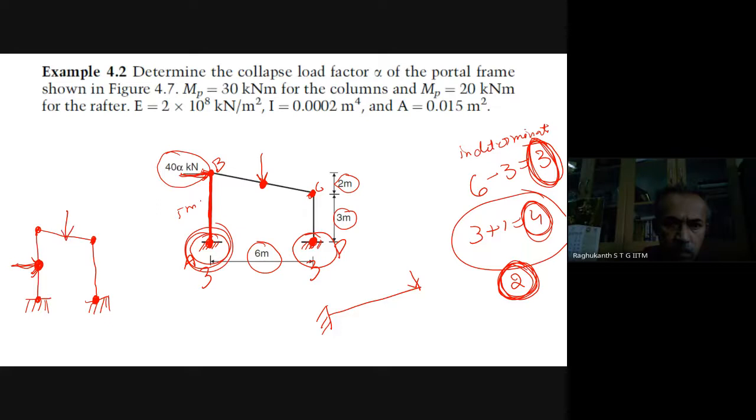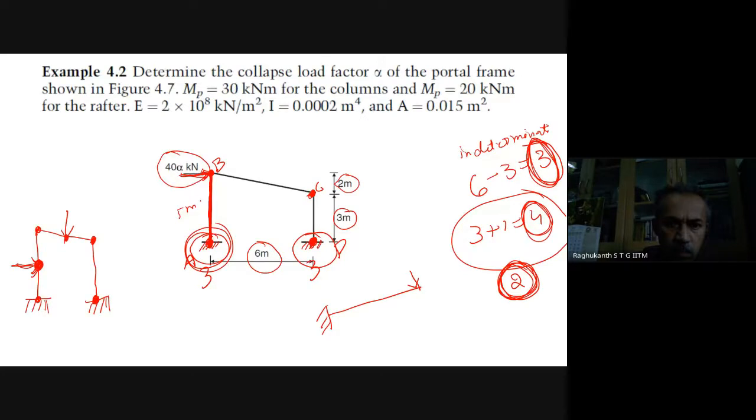So let us say here also. So now you have 1, 2, 3, 4, 5, 6 possible locations. So you have to do the analysis. Anyway, in this problem only this load is acting here. So these are the possible locations of the hinges.